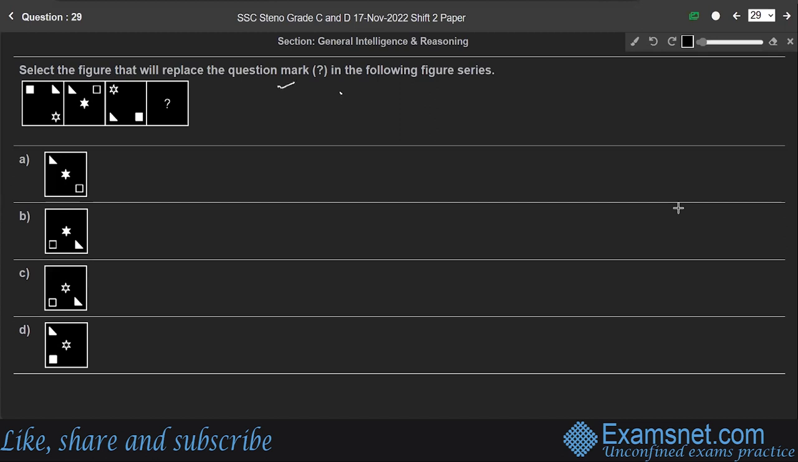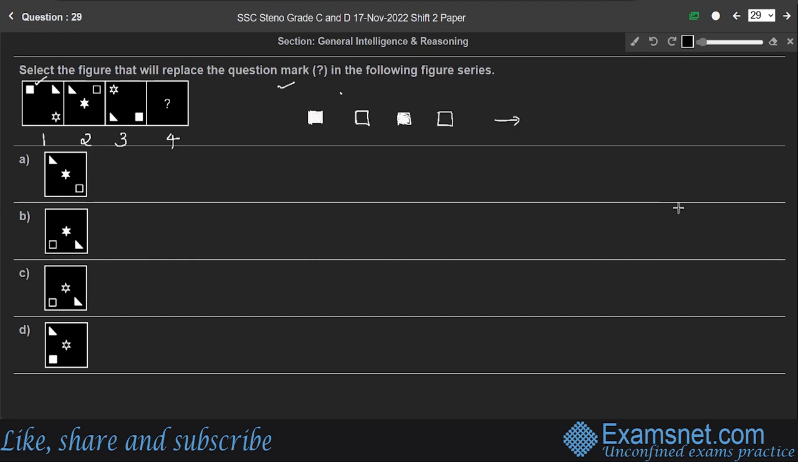Question number 29. Select the figure that will replace the question mark in the following figure series. So the series has three figures. We need to find the fourth one. So here we'll consider the small figure, which is the square one, which is shaded in the first figure, whereas in the second figure it is non-shaded, whereas in the third figure, again, it is shaded. Therefore, in the fourth figure, it should be non-shaded.